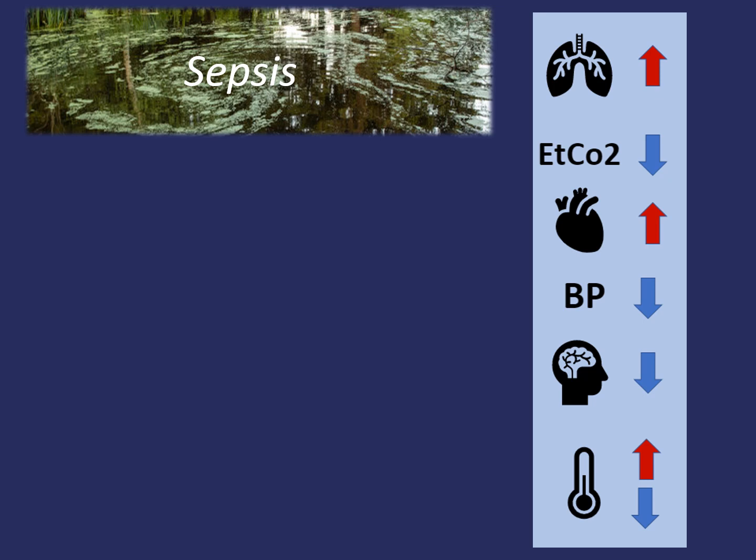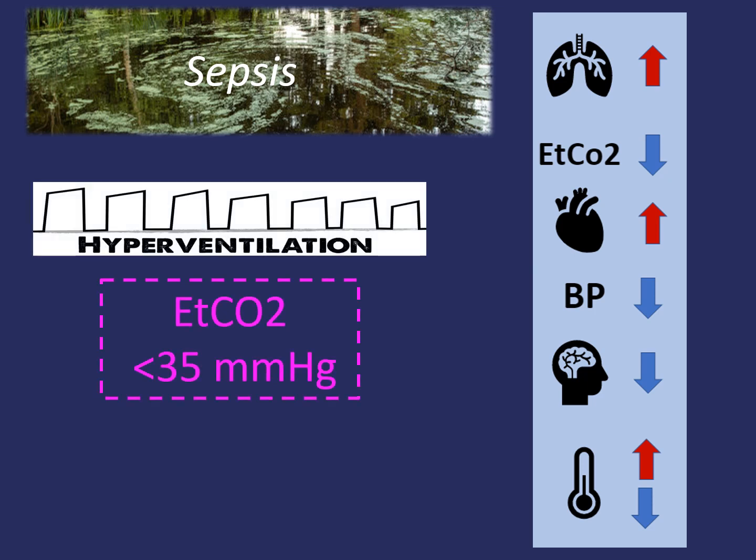hypotension, which is systolic less than 90 or a MAP less than 90, temperature which is greater than 38.3 or less than 36, a heart rate of greater than 90, or tachypnea at greater than 20. Patients with these will also present with a pCO2 of less than 32 or an end-tidal of less than 35. There is an inverse relationship between end-tidal CO2 and lactate levels in sepsis, and end-tidal CO2 performs similarly to lactate as a predictor of mortality in patients with suspected sepsis.